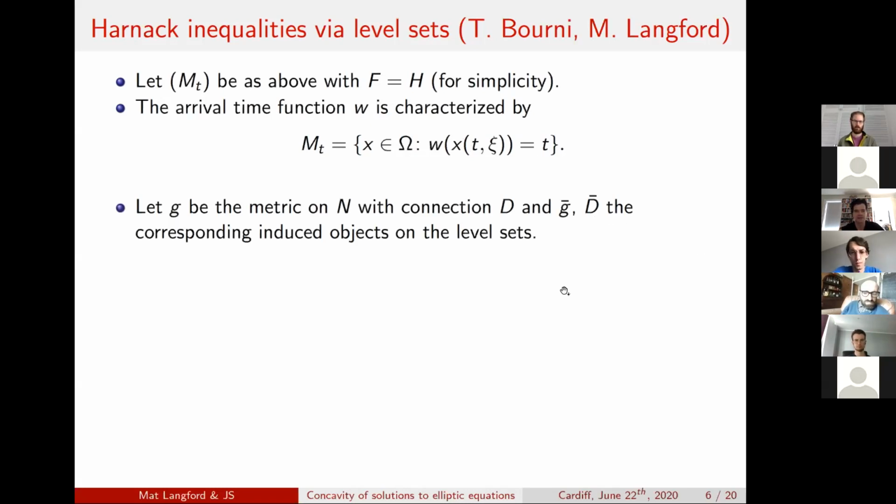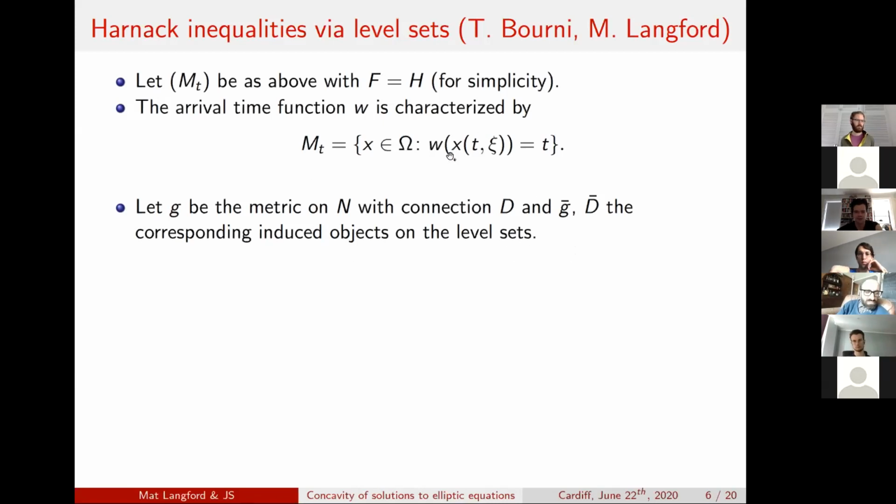And now we do a little computation. We want to relate geometric quantities on the hypersurface, like curvature or tangent vectors, in terms of the arrival time function. And therefore we need a little bit of notation. It's just 2 slides of computation, so I try to keep that brief. So let's just denote by G the metric on ambient space N, and the derivative, the connection, just by D, and G bar and D bar are the corresponding metric and connection on the hypersurface M.